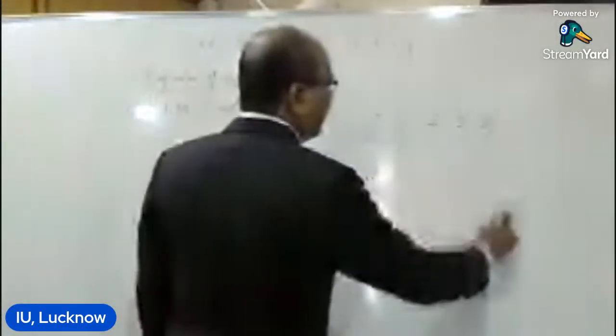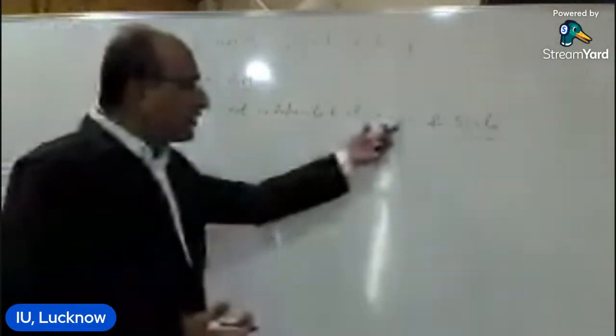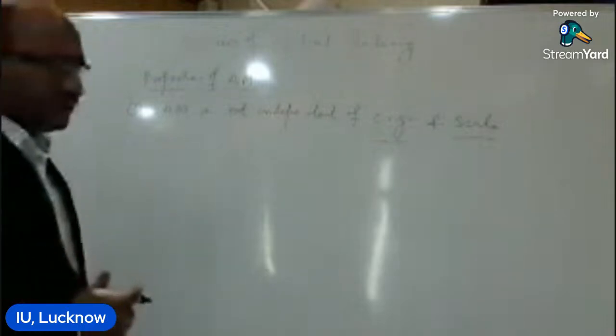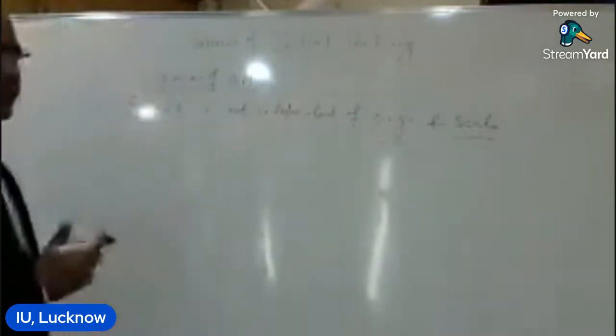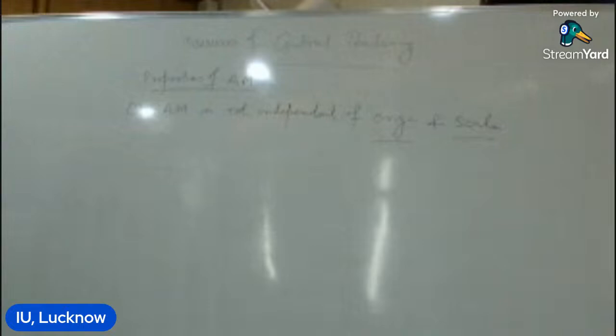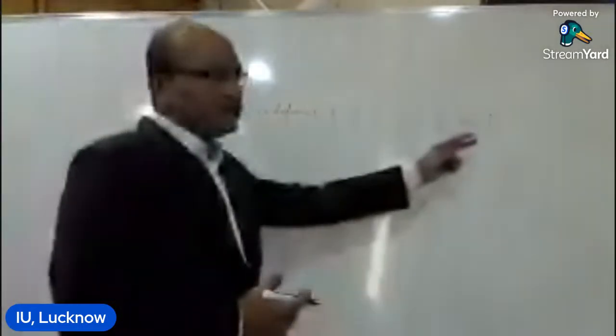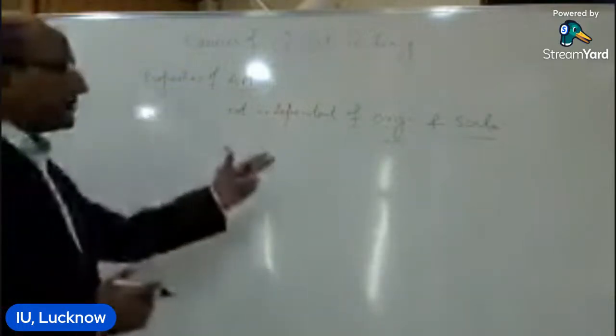What is origin and what is scale? First we discuss the origin. Origin is what? If we add a constant to the set of observations, the origin will change. If we divide or multiply by a constant to the set of observations, then its scale will change. If you add or subtract a constant to the set of observations, their origin will change.